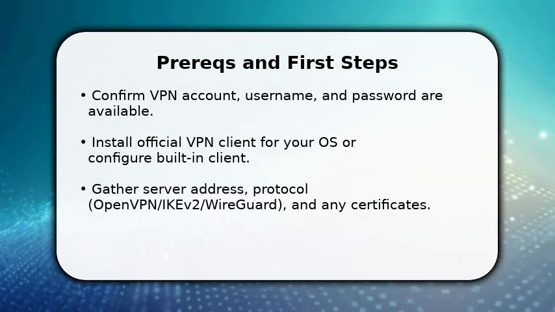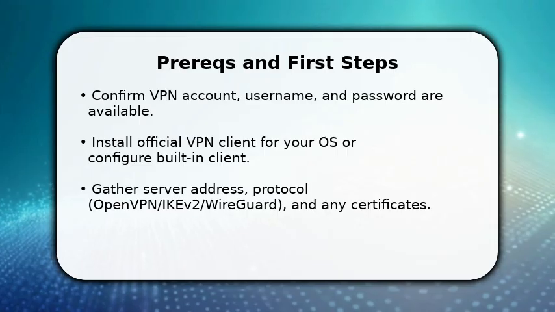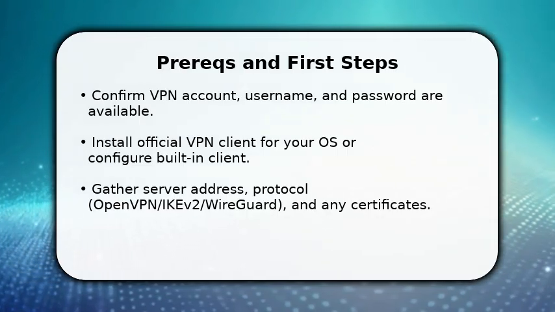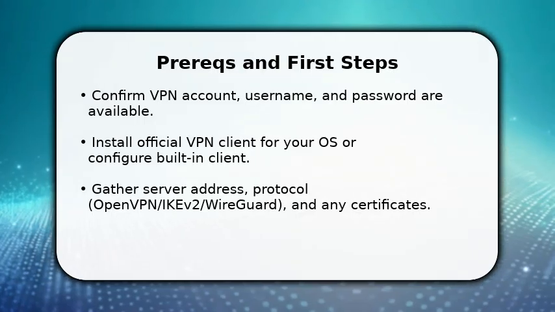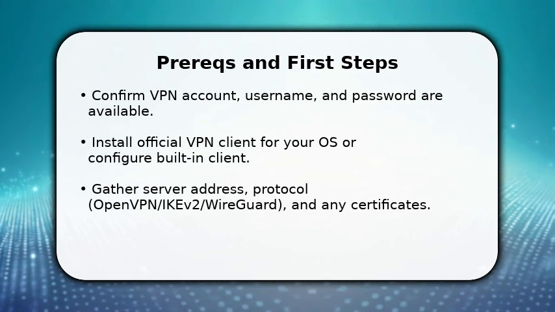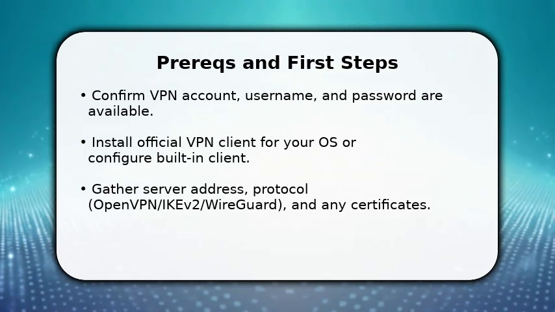Once installed, open the app and choose the protocol your organization requires, for example, OpenVPN or WireGuard. Make sure any provided certificate files are imported. Now you are ready to create a new connection profile and enter username, password, and server.